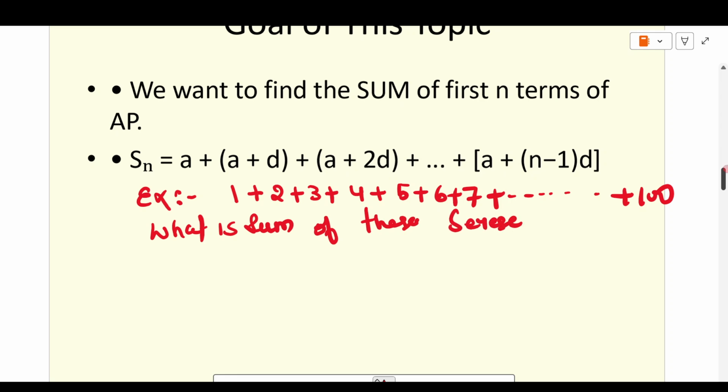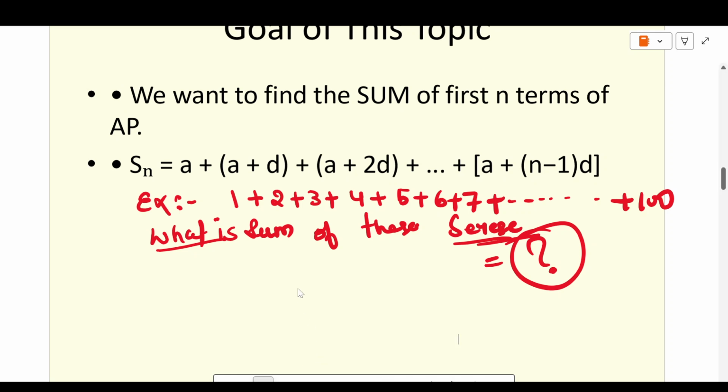How can you calculate the sum? If you individually add all the terms, then it is going to be very difficult, right? So how can you calculate it? Yes, here is the question. How can you calculate it? Do you understand? So today's topic is how can we find the sum of the first n terms of an AP?